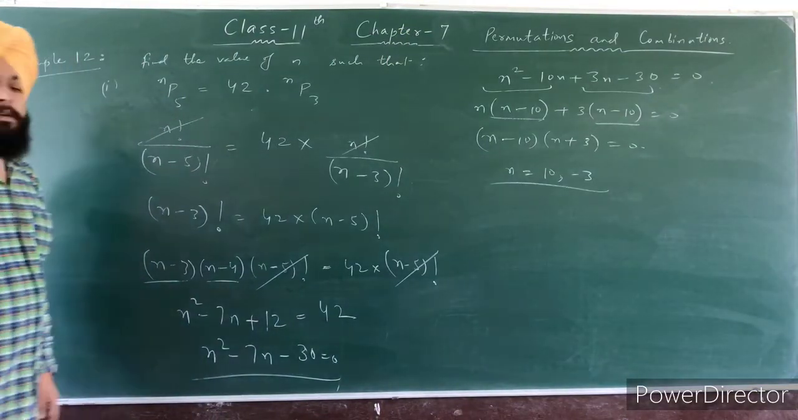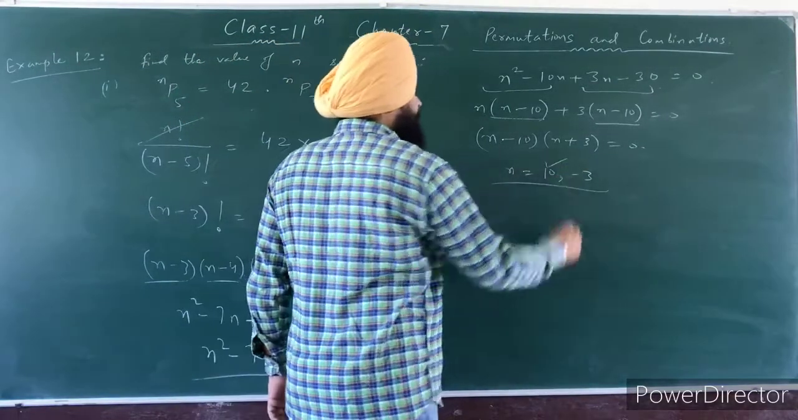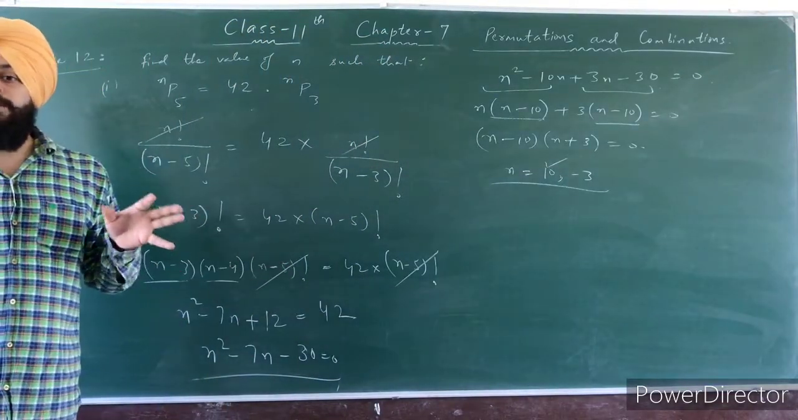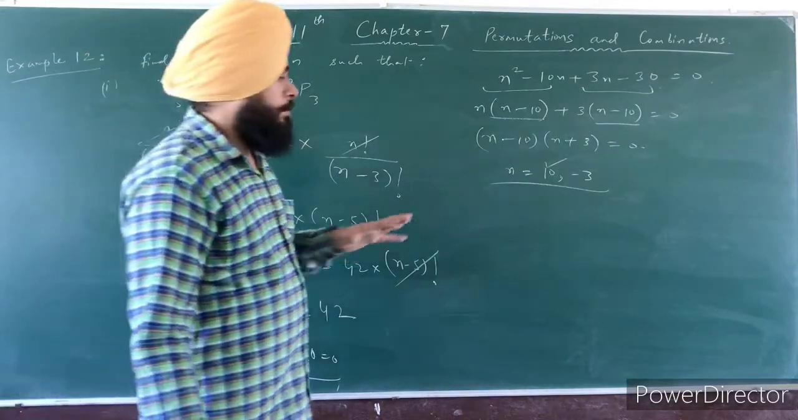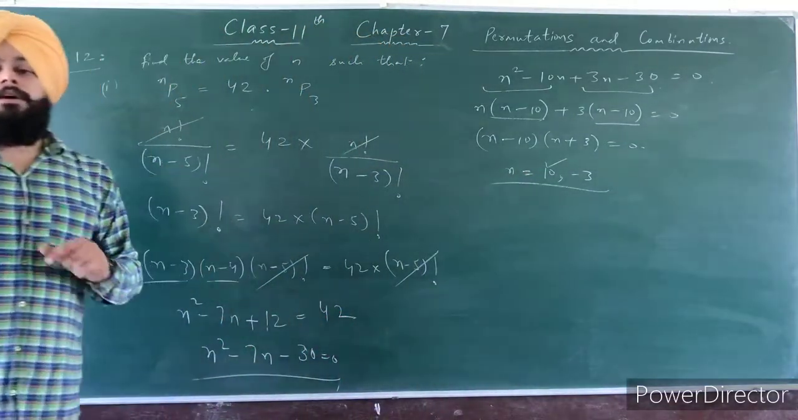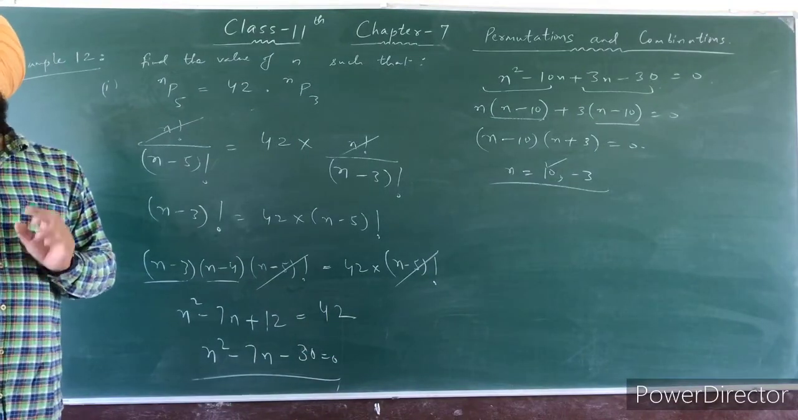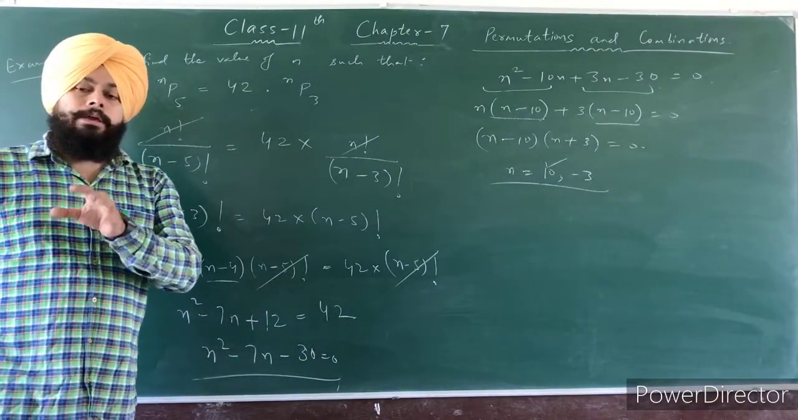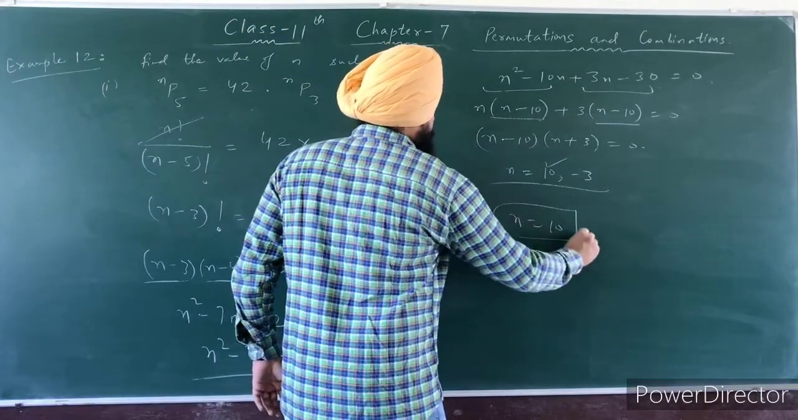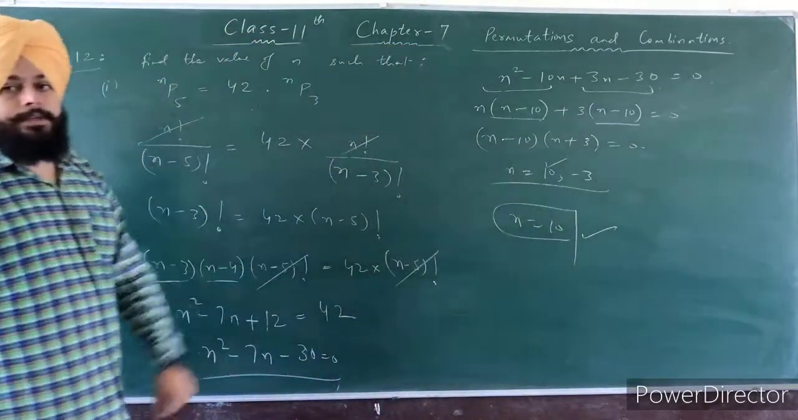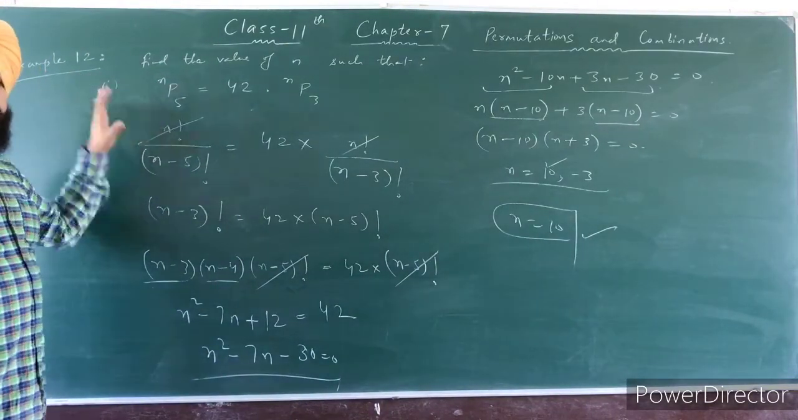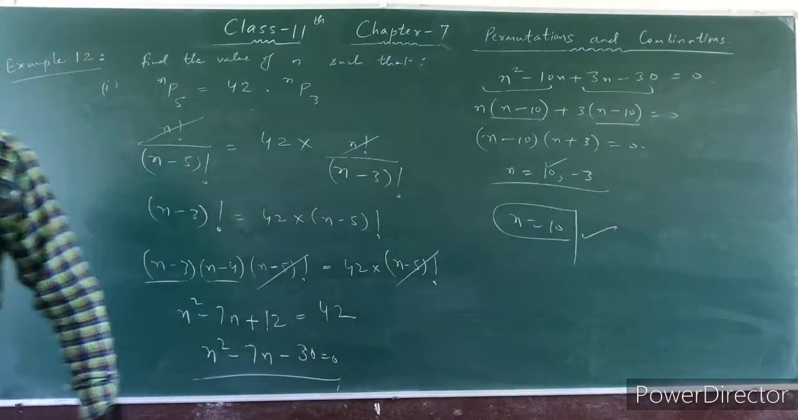So which value can we take, 10 or minus 3? You can take only the positive value because n should never be negative. The value of n will never be negative, it should always be positive. Alright. And n is greater than or equal to r. So the value of n here is which one? 10. We can neglect minus 3. So this is your first part. Now the second part of this example 12 is also your homework.